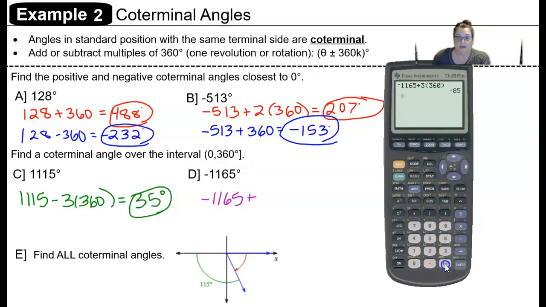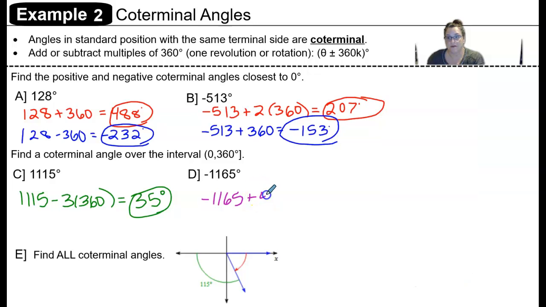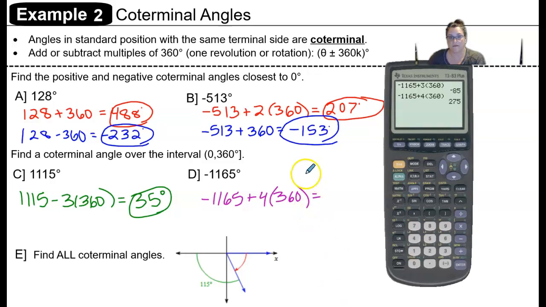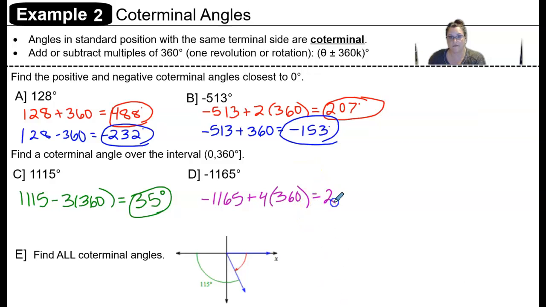So I would need instead to add 4 revolutions around the circle, and that gets me 275 degrees, which is within the specified interval. So we're going to add 4 times 360 to our original angle to get a positive coterminal angle of 275 degrees.